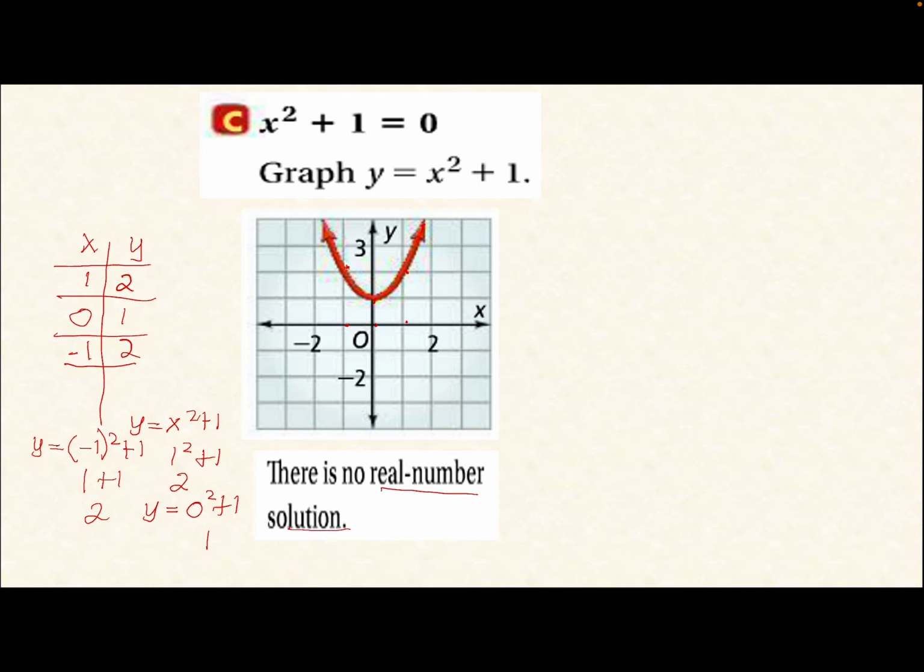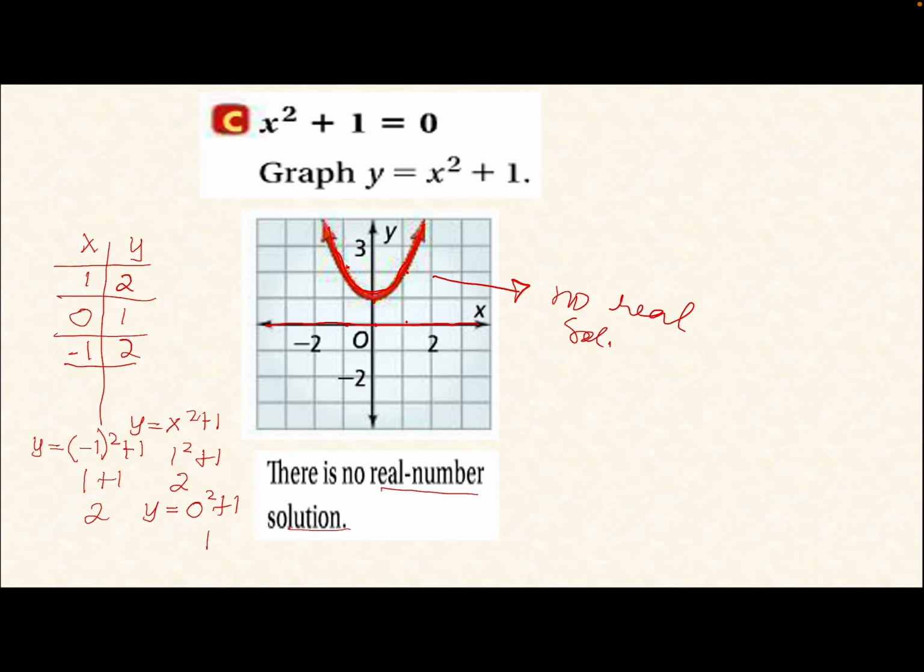Try to observe the graph. Does the graph touch the x-axis? No. Therefore, we can say that this quadratic equation has no real solution. Can you follow? So that is how to determine the solution of a quadratic equation by graphing.